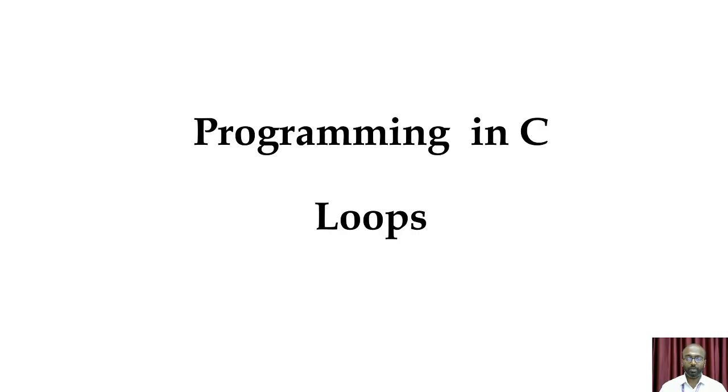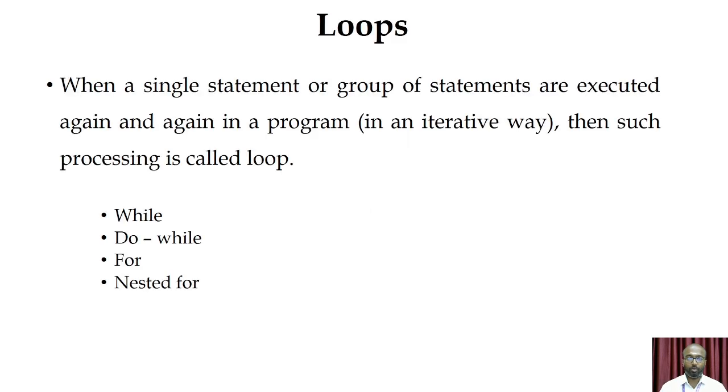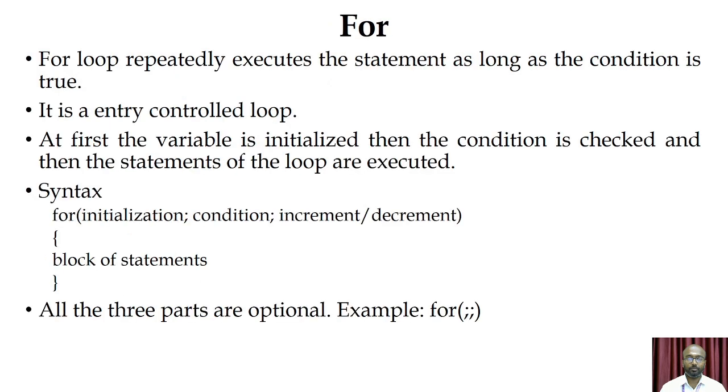Good day everyone. Today let's discuss loops in C, in particular the for loop. Loops: when a single statement or a group of statements are executed again and again in a program in an iterative way, such processing is called a loop. While, do while, for and nested for are types of loops.